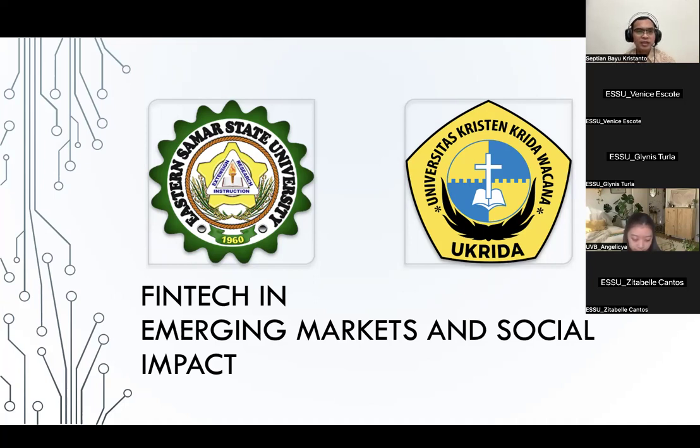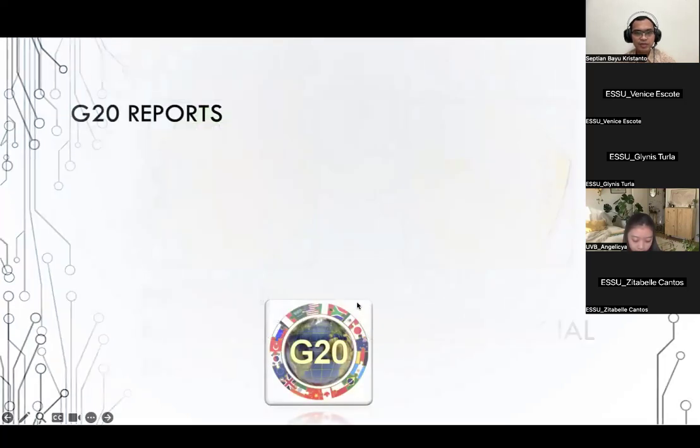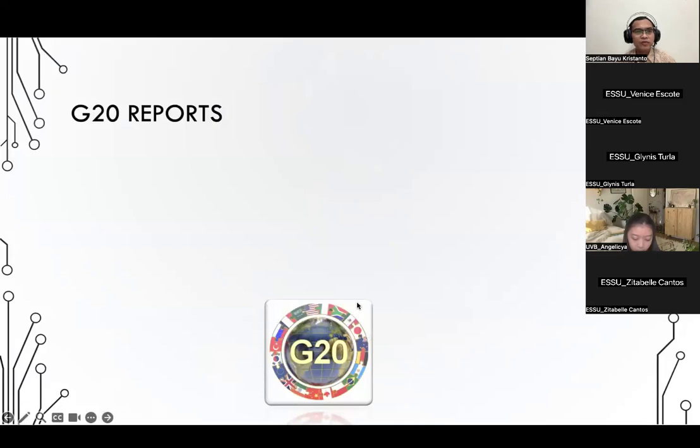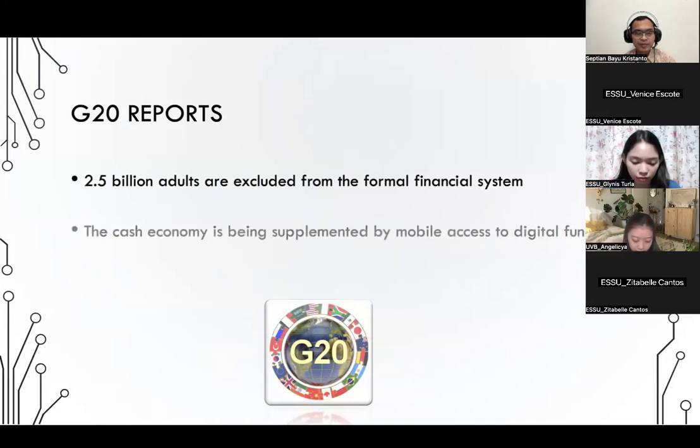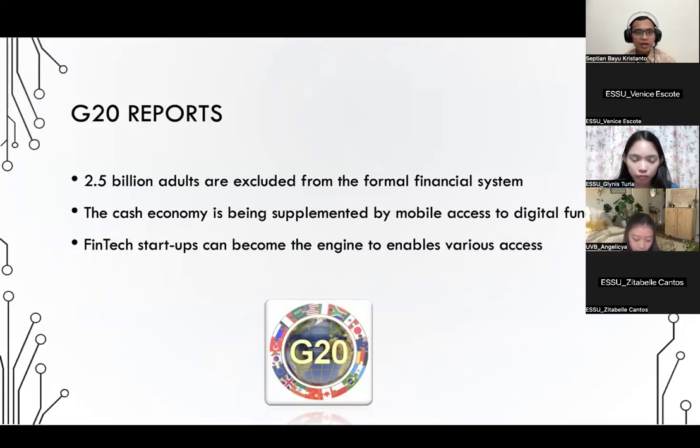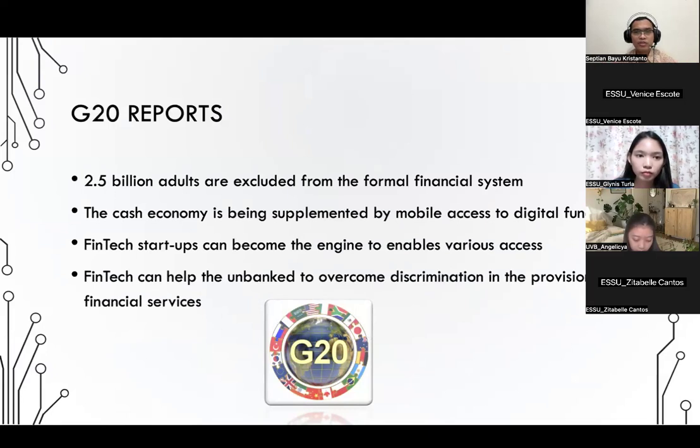And then we will combine the condition of financial technology with social impact factors. So let's start with the report from the G20 countries. In the G20 countries, we have reports that 2.5 billion adults, meaning people over 18 years, are excluded from the formal financial system.